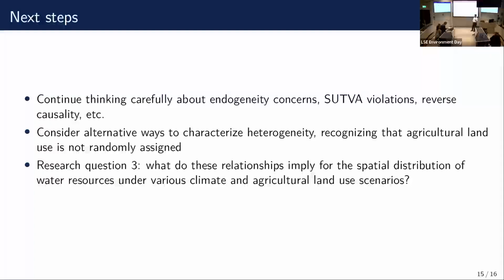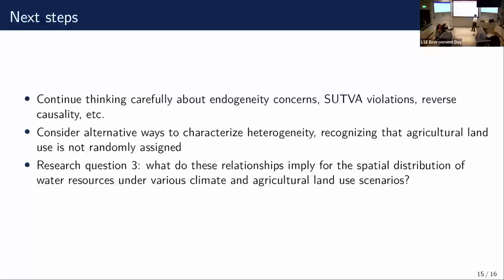The second thing is endogeneity in our interactions. We're characterizing heterogeneity in this relationship based on this cross-sectional idea of crop area fraction and the area equipped for irrigation. And so we want to think about maybe a more sophisticated matching estimator or other ways that we might characterize that heterogeneity in a more plausibly causal way.